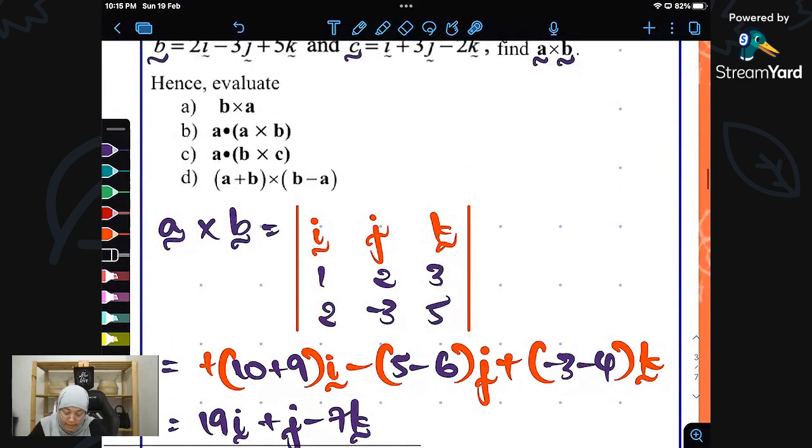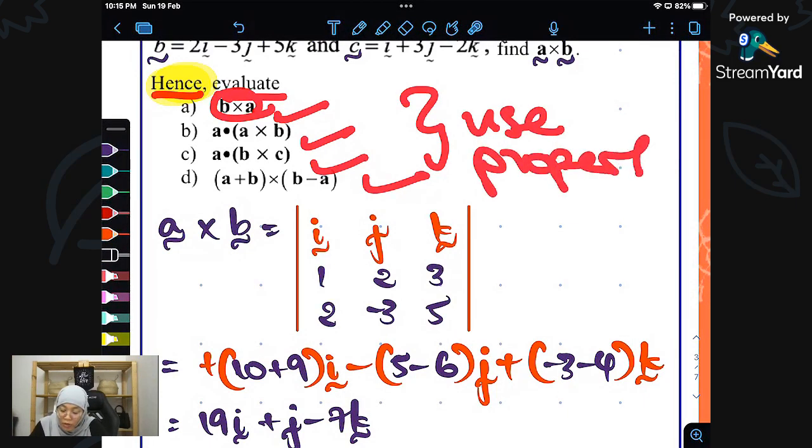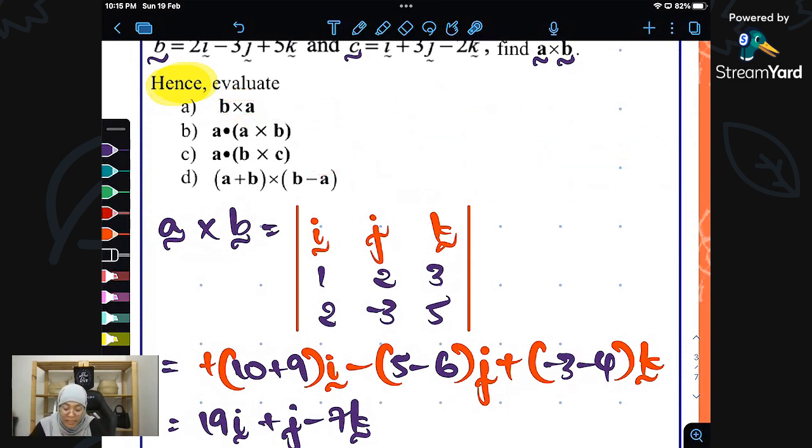And then the word hence here. The word hence is very important. It means that the word hence here, evaluate B cross A, means that we have got to use properties instead. We cannot use the conventional method to do it manually and lengthily like this. No. It does not want us to do it the long way anymore. It wants us to do it the short way.